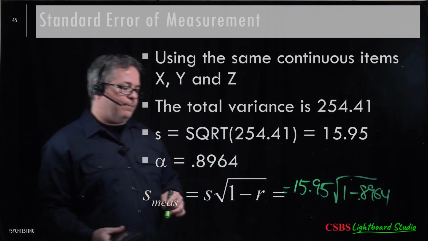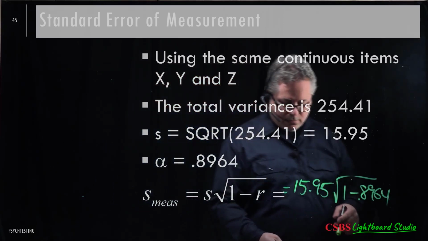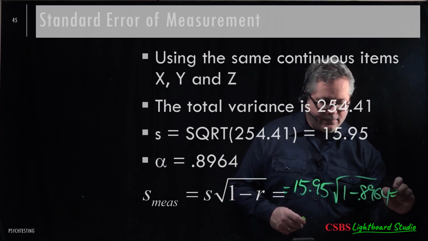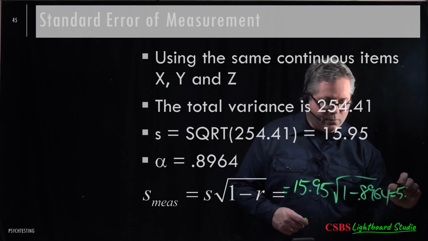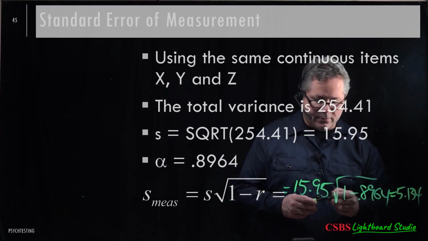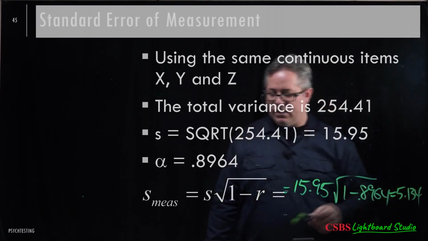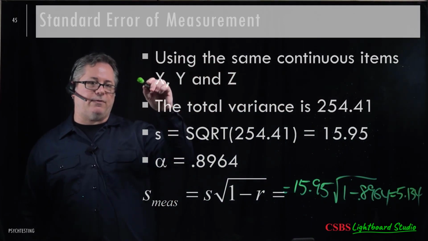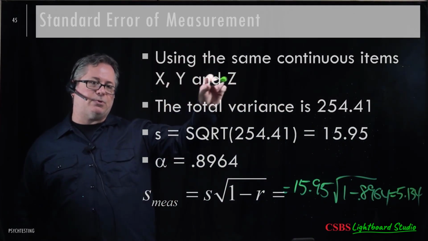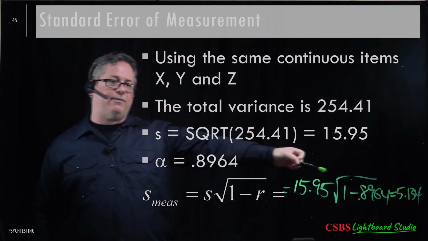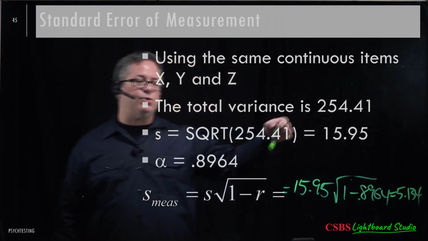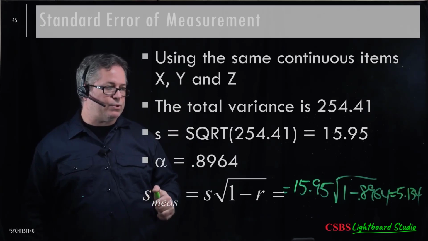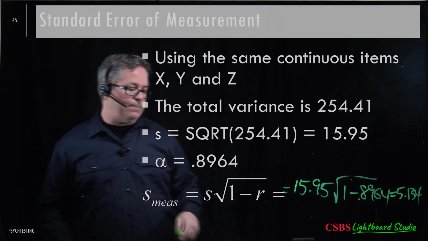All right, it's okay. It happens. It's good to figure that out now. 5.134. So this is roughly the standard error of the instrument. Basically, when you add these three things up, in pre-post scores, there's roughly 5.134 units of those scores that is due to error, fluctuation, on average. Okay.